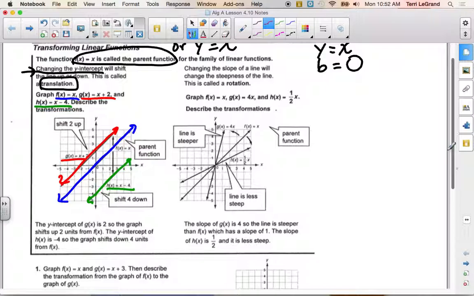Okay, and then the other thing we're going to be looking at is changing the slope of a line. What if the slope changes? It's not going to be parallel. So what happens when you change its slope? It's kind of like its direction. We're only going to have to worry about it changing its steepness. It's either going to get steeper or less steep. And so what is the slope of the parent function? What's the slope of the parent function? Ariel?